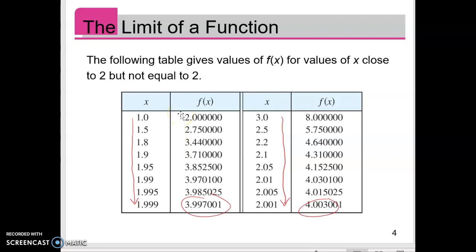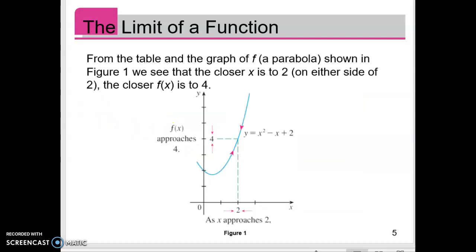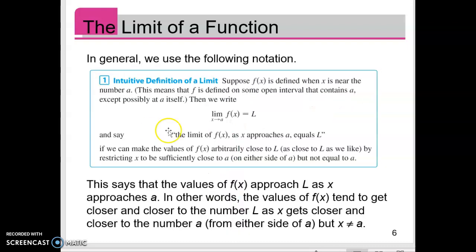That's a numerical approach. This would be a graphical approach, same function. As x approaches 2, y closes in on 4. Okay, so we say the limit as x approaches 2 of my function y, or f of x, is equal to 4. Here's your formal intuitive definition, I should say.